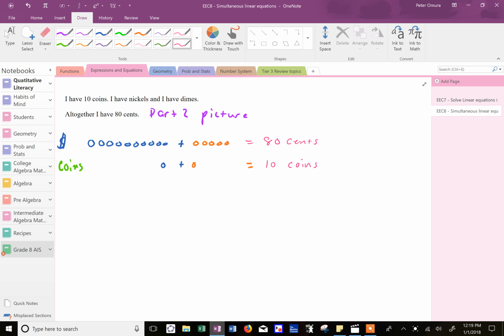This is part 2 of my simultaneous linear equations tutorial. I'm going to draw a picture, and I have the same question as before. It says I have 10 coins, I have nickels, and I have dimes.